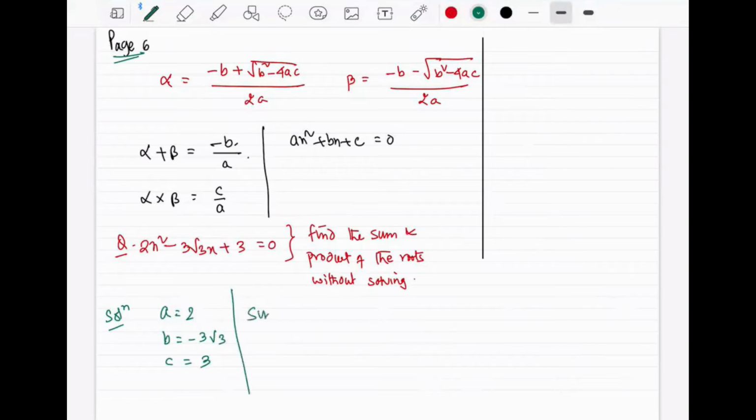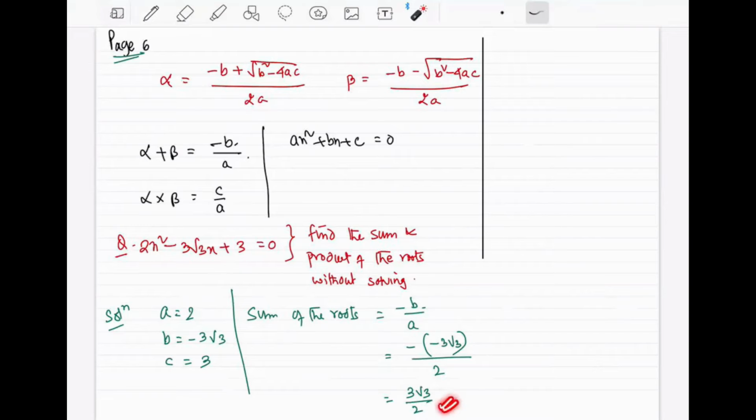Then find out the sum of the roots. What will it be now? It will be minus b by a. Just put in the values of b and a. Minus b is minus of minus 3 root 3. How much is a? a is 2. Minus minus, we get plus. So 3 root 3 by 2. No cancellation or division is possible between numerator and denominator, so we will leave it as it is.